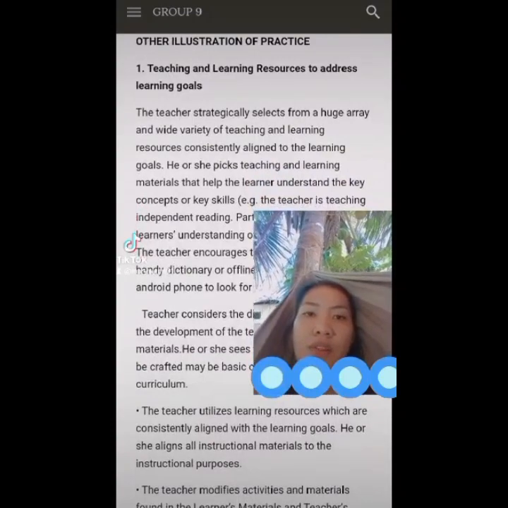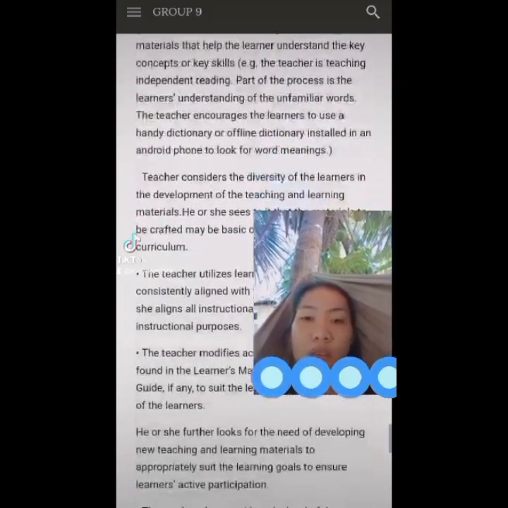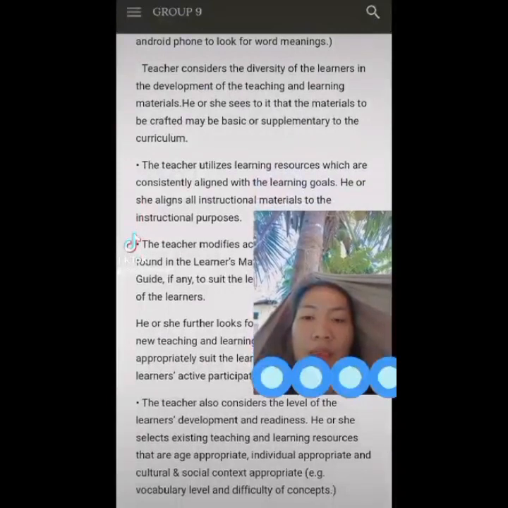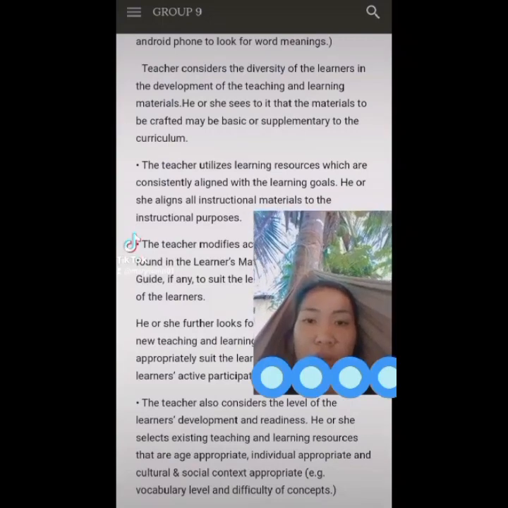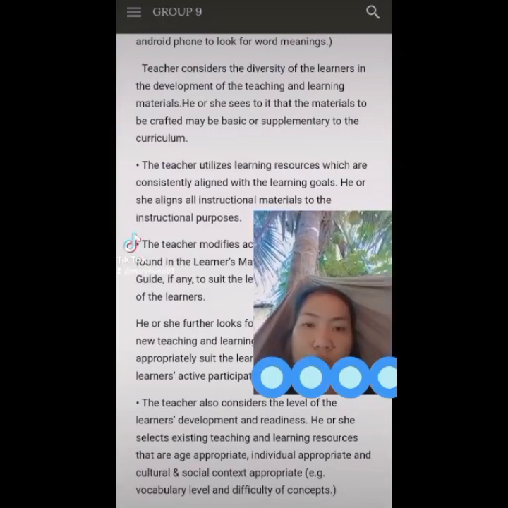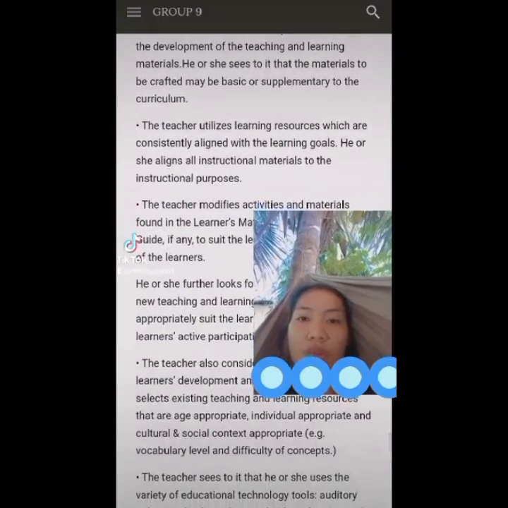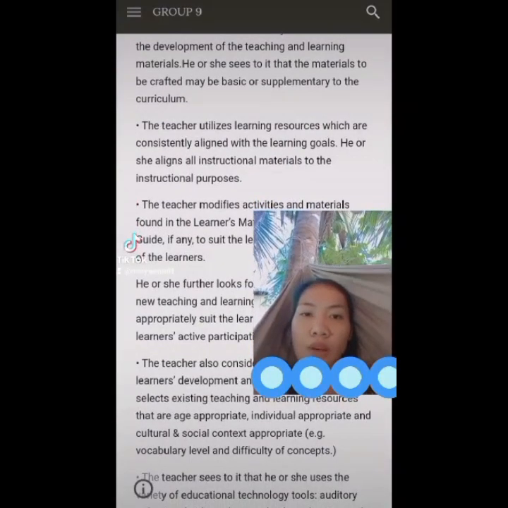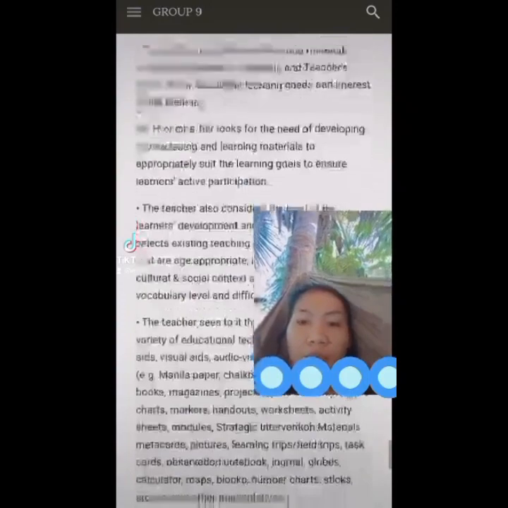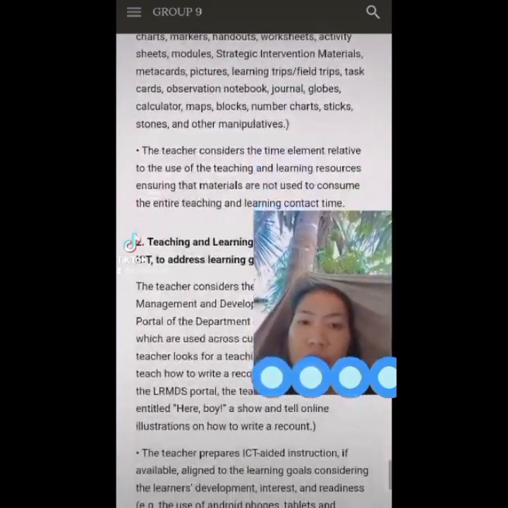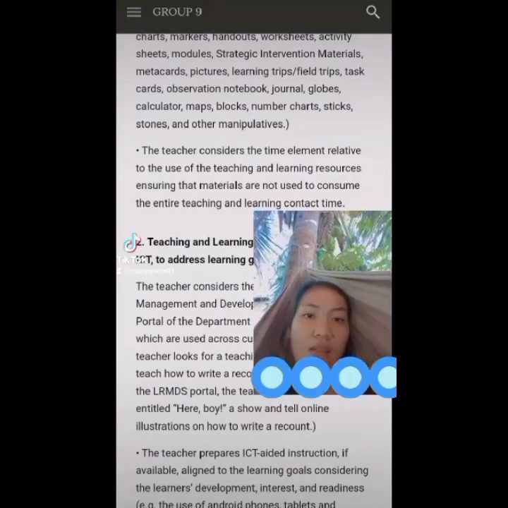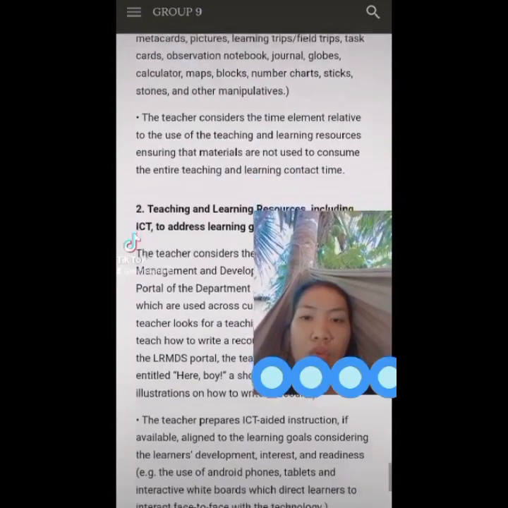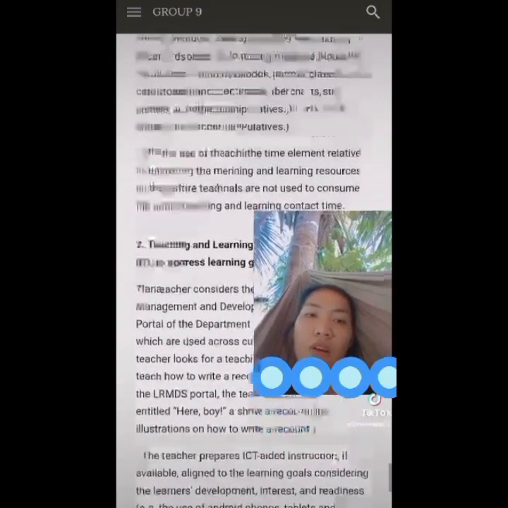So, teaching and learning resources to address learning goals means that the teacher utilizes student learning resources which are consistently aligned with the learning goals. The teacher also considers the time element related to the use of teaching and learning resources, ensuring that materials are not used to consume the entire teaching and learning contact time.